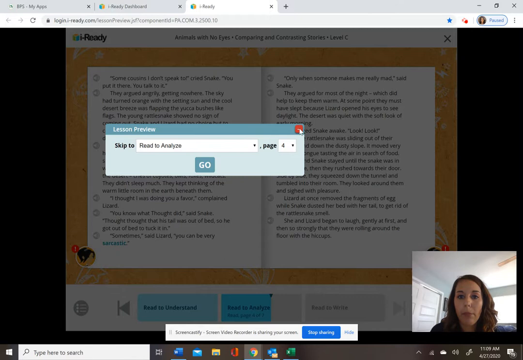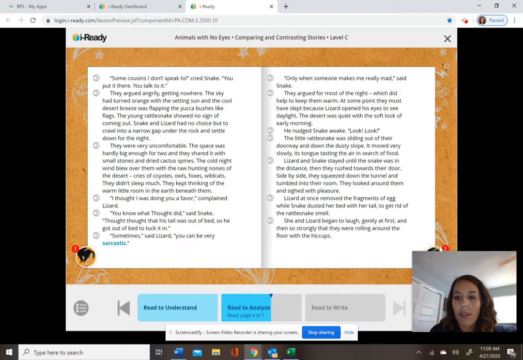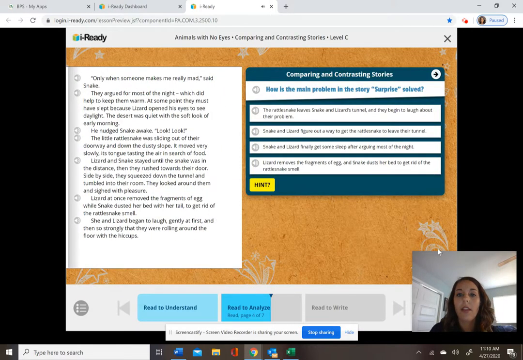Whoops, I forgot a question. Page 5. Right here. How is the main problem in the story Surprise solved? So main problem. This is what we went over last time. So whatever you chose as the main problem, maybe you chose that Lizard doesn't know the difference. Maybe you chose that there's a rattlesnake egg in his cave or whatever. You have to figure out how is it solved. So on this page, it tells you how they fixed that problem.